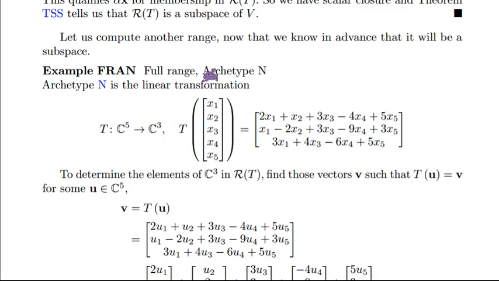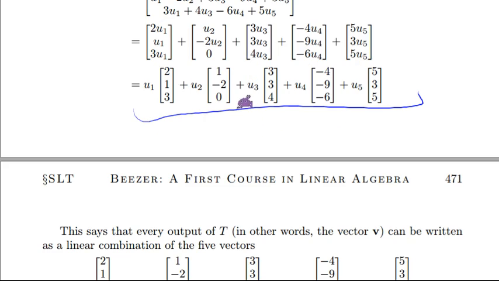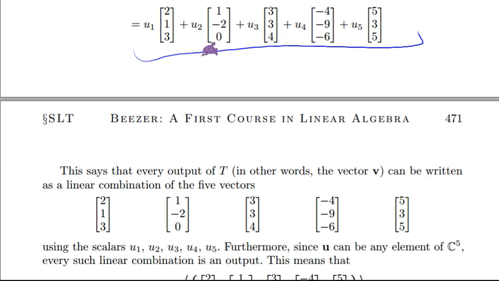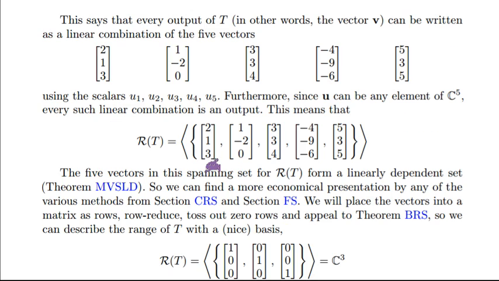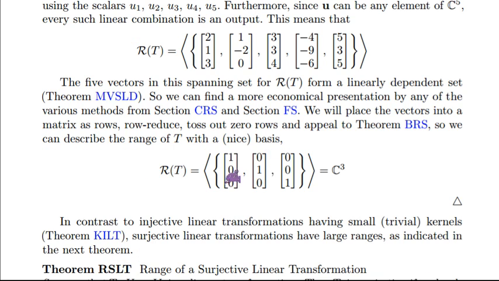All right, so let's consider another linear transformation where you take C5 to C3. You're going from a bigger vector space to a smaller one. And if we write T applied to an arbitrary vector, U1, U2, U3, U4, U5, in the same way you can show that V will be a linear combination of a set of vectors. And we can show that this set of vectors in fact spans all of C3. Right? And when we do the reduction, to change these to row vectors, row reduce, and you'll get the identity. Okay?